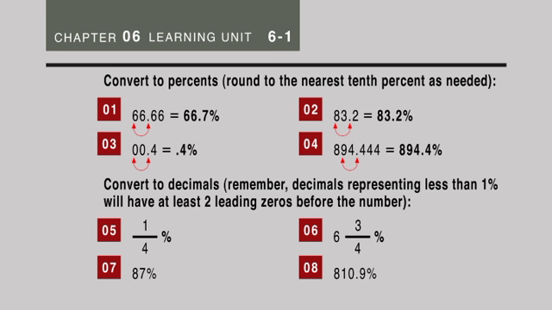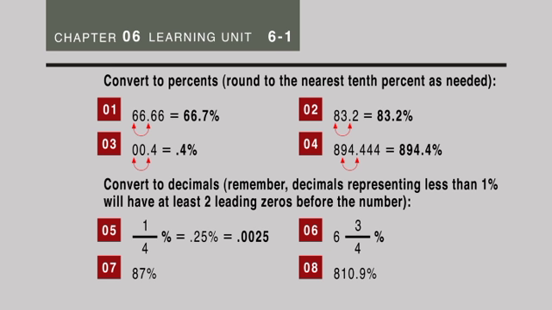Number 5, we're going to convert to decimals. And remember that decimals representing less than 1% will have at least 2 leading zeros before the number. So we have 1/4%. So basically you're taking 1, dividing it by 4. You get 0.25%. We're going to drop that percent sign and move the decimal 2 places to the left. So we're going to end up with 0.0025.